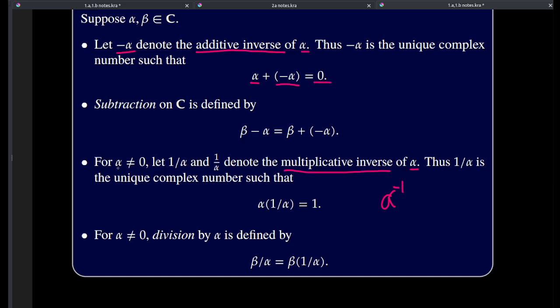Looks the same. But notice this only holds for alpha not equal to 0 since you can't divide by 0, right? Okay, so it's the unique complex number such that if you multiply alpha by it, you get back 1. Same thing as what was going on up here. Easy enough. And so we can define division in this way. Beta divided by alpha is just beta times the multiplicative inverse of alpha. Okay, cool. So we don't need a separate division. It's just defined in terms of multiplication and multiplicative inverses.